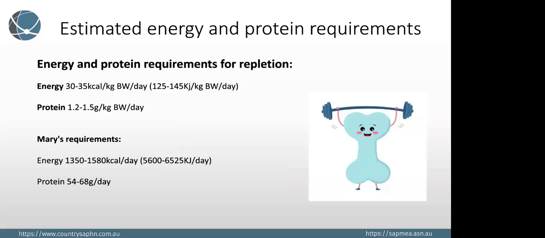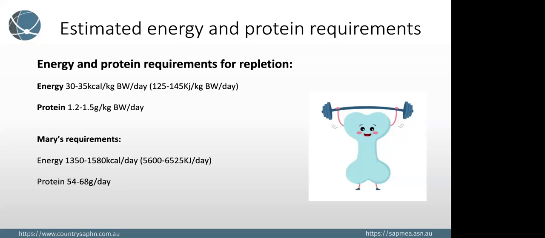We know with Mary, she is underweight, she's lost significant weight, and her hospitalisation has led to her not being able to meet her new energy and protein requirements. She's always been a slim person, but because of this injury she has increased energy and protein requirements. She's never been a big eater, but all of this happening has made her lose her appetite even further. So this combination of things has meant she needs energy and protein requirements for repletion.